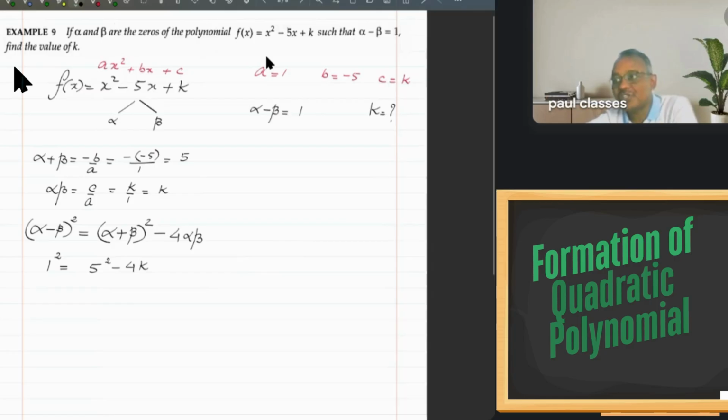मुझे k का वैल्यू चाहिए था. I bring this 4k to the left side, it becomes positive 4k. This 5 square is 25. 1 goes to the other side, becomes 1. 4k का वैल्यू is 24. मुझे k का वैल्यू चाहिए था. k का वैल्यू 6.